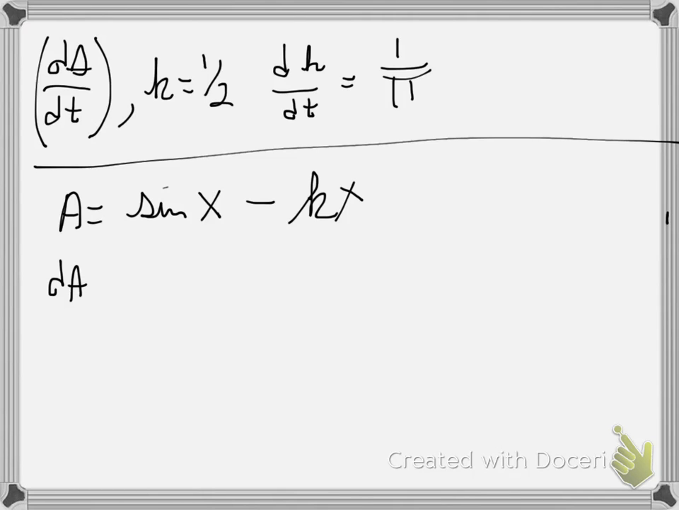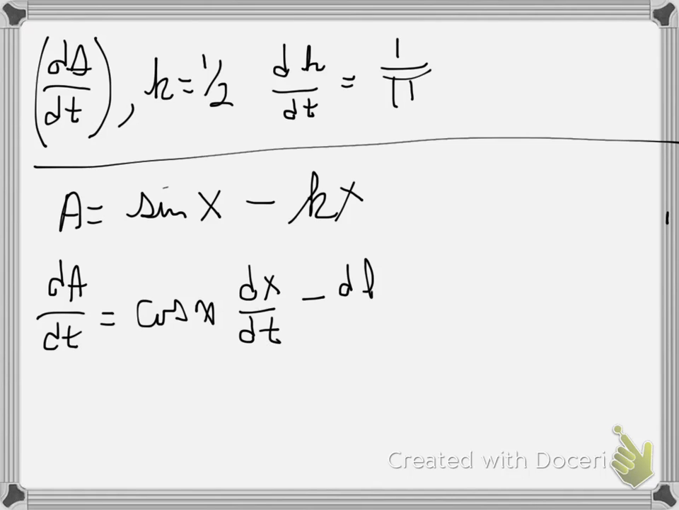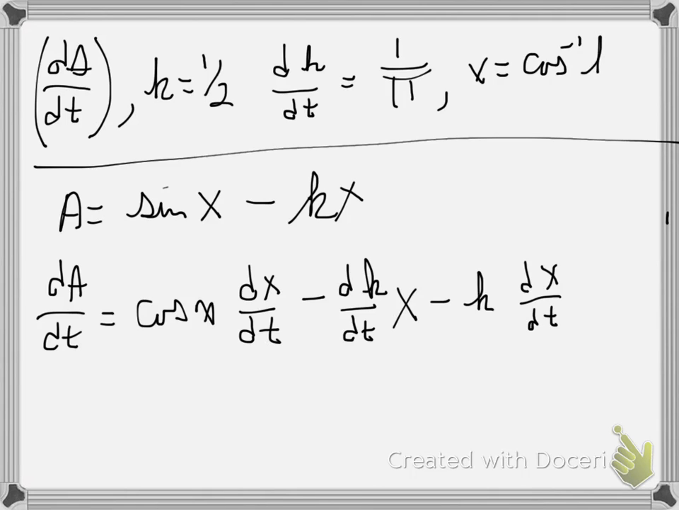So dA/dt is equal to cosine x times dx/dt minus dk/dt x minus k dx/dt. Okay. Well, we know that k is equal to 1/2, and we know that x is equal to the inverse cosine of k. So if k is equal to 1/2, that means that x is equal to pi over 3.